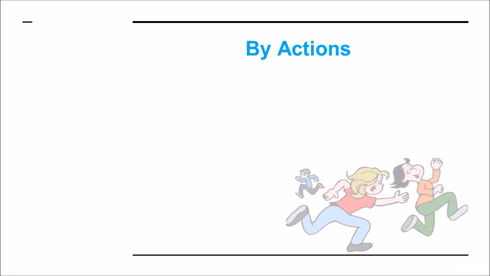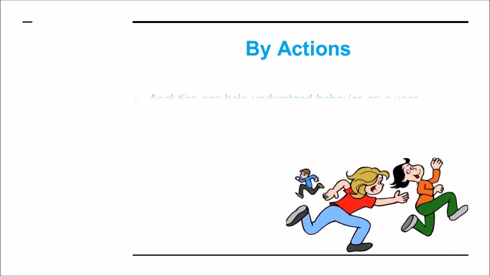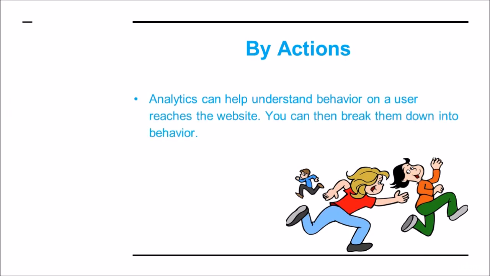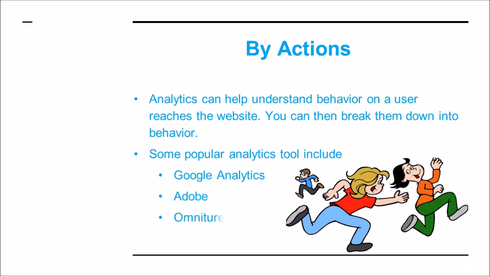Another way you can profile your audience is by the actions that they take. Analytics can help understand behavior, or as a user reaches a website, you can then break down the behavior into certain segments. Some popular analytics tools include Google Analytics, Adobe Omniture, and Kissmetrics. We have tools both for targeting and analysis.